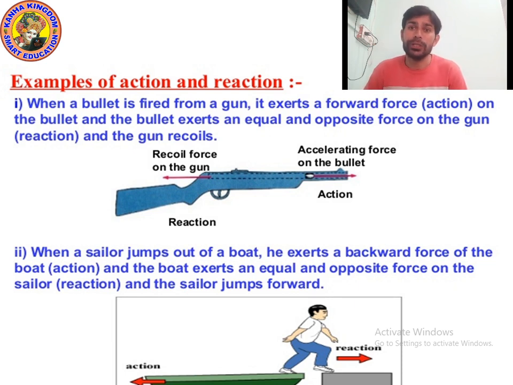So it is action and reaction. I hope you understood that to every action there is an equal and opposite reaction. So I hope you understood Newton's third law of motion: to every action there is an equal and opposite reaction, and they act on two different bodies. Okay, now let's move on to the next point.